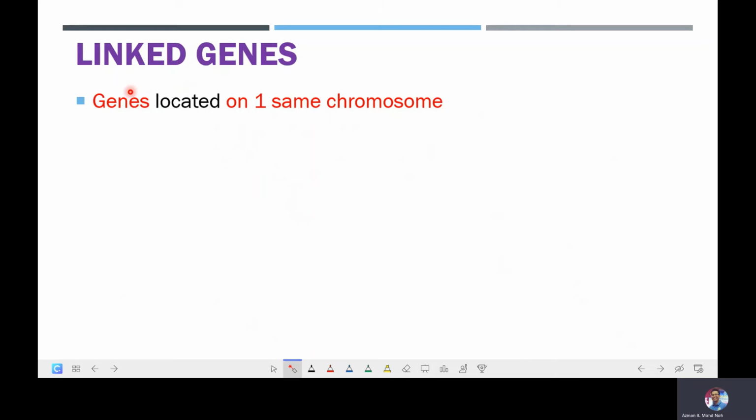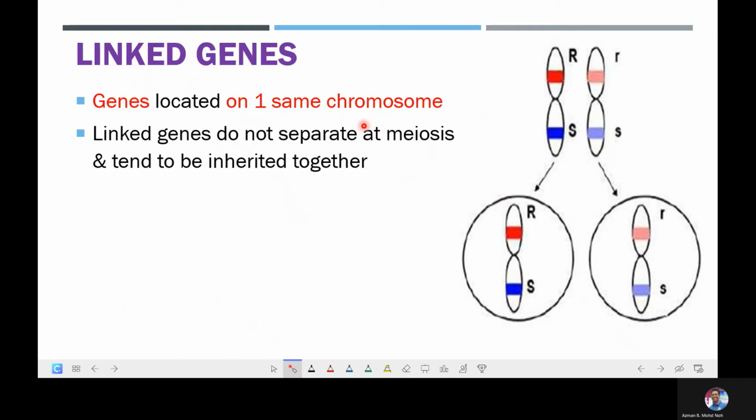The fifth type of deviation from Mendelian inheritance is linked genes. This refers to genes that are located on the same chromosome. The linked genes do not separate during meiosis, and they tend to be inherited together. For example, in this diagram, we can see two genes, gene R and gene S, located on the same chromosome. And during the formation of gametes, both gene R and gene S will be carried together into the same type of gametes.